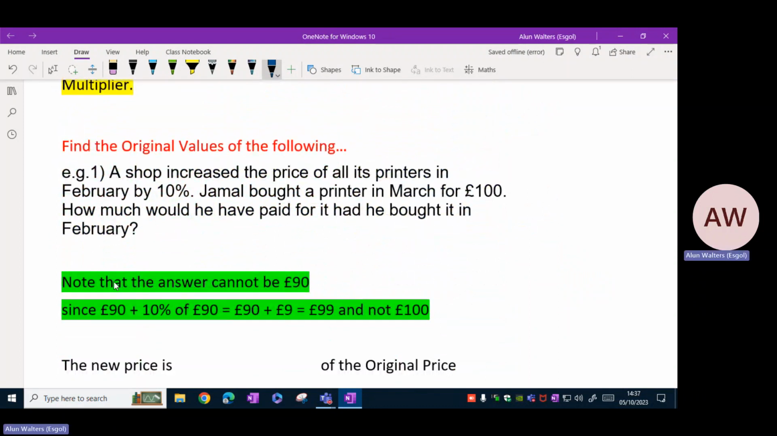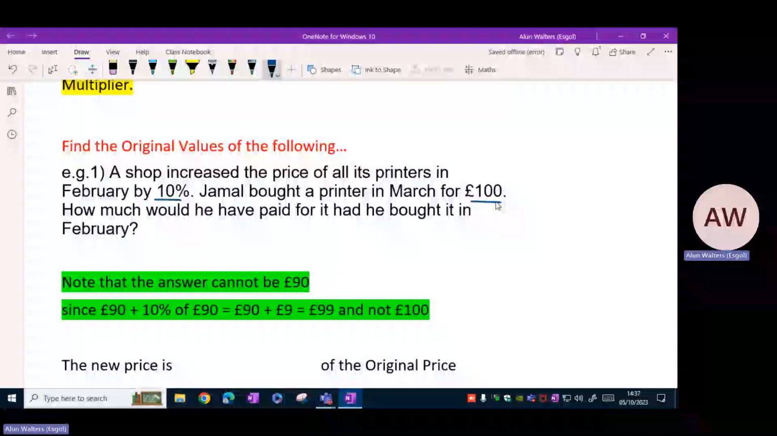Okay, so with example 1: the shop increased the price of its printers in February by 10%. So it's increased by 10%. Jamal bought a printer in March for £100. How much would he have paid for it had he bought it in February?